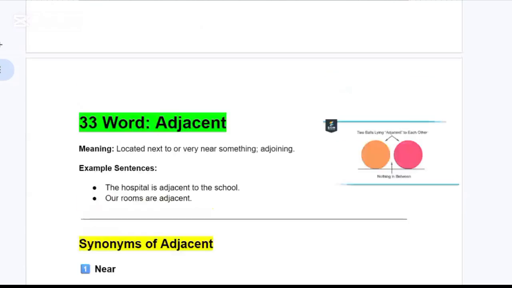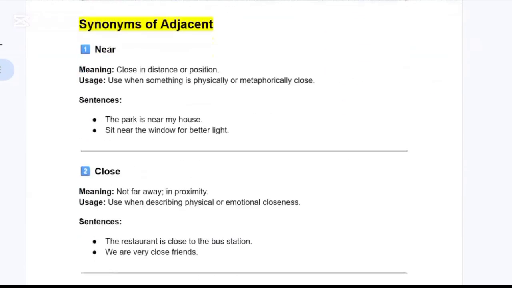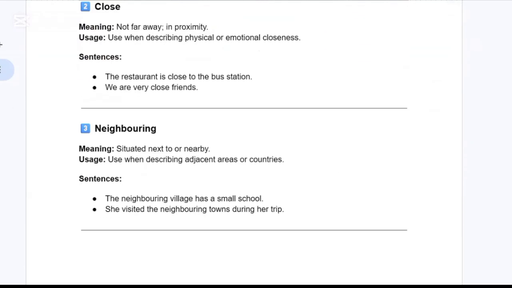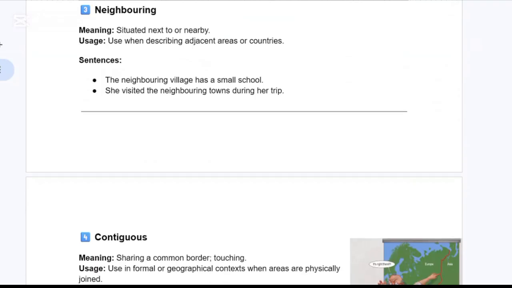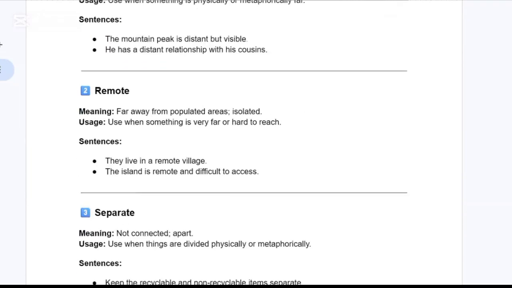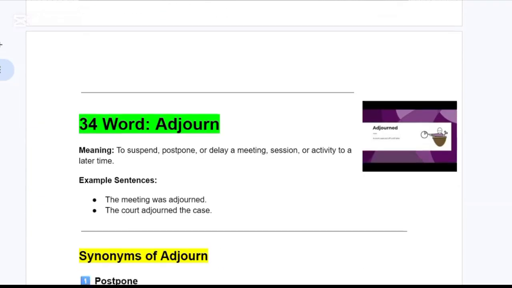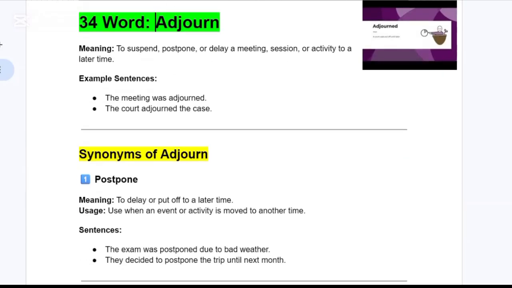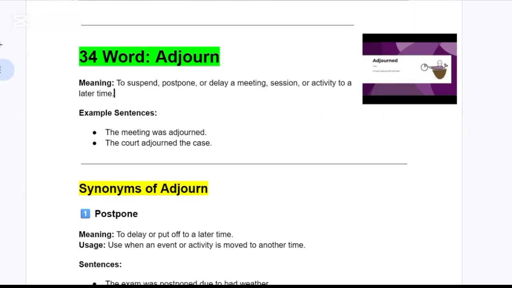The 33rd word is adjacent, and synonyms are near, close, neighboring, contiguous. Antonyms: distant, remote, separate. The 34th word is adjourn. Adjourn is to suspend, postpone, delay the meeting, session, or activity to a later time. For example, the meeting was adjourned means the meeting was postponed.